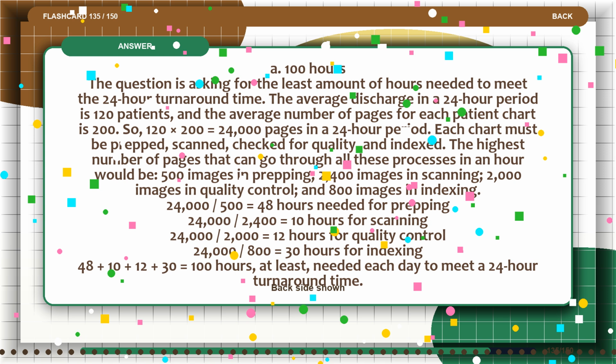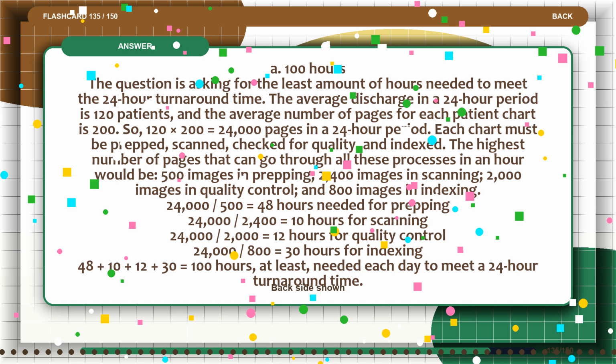24,000/500 equals 48 hours needed for prepping. 24,000/2,400 equals 10 hours for scanning. 24,000/2,000 equals 12 hours for quality control. 24,000/800 equals 30 hours for indexing. 48 plus 10 plus 12 plus 30 equals 100 hours, at least, needed each day to meet a 24-hour turnaround time.